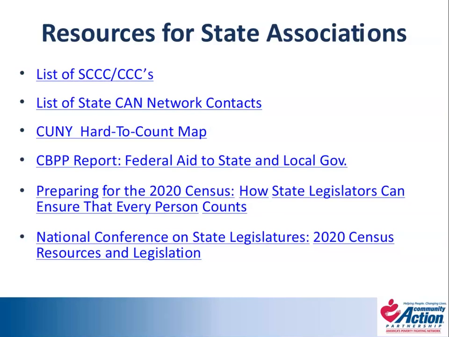The CBPB report, and this one talks about what kind of federal aid state and local governments get. So this is where that $800 billion is going. A resource, it's actually the Preparing for the 2020 Census, is a nice PDF about how legislators can help in the efforts, and the additional resources from the NCSL.